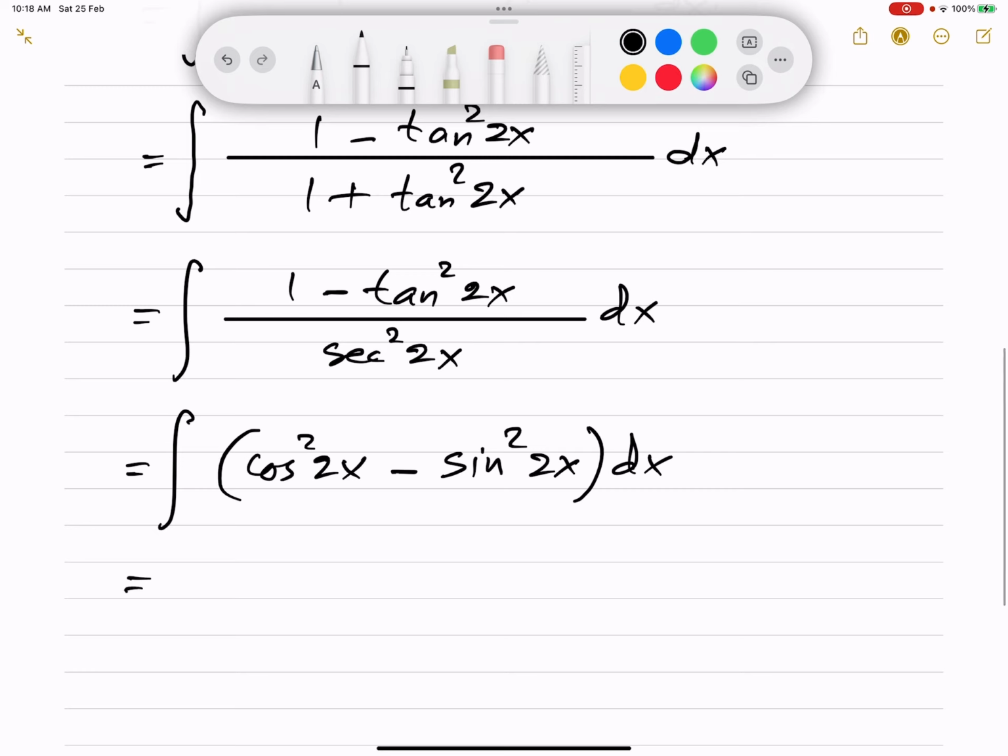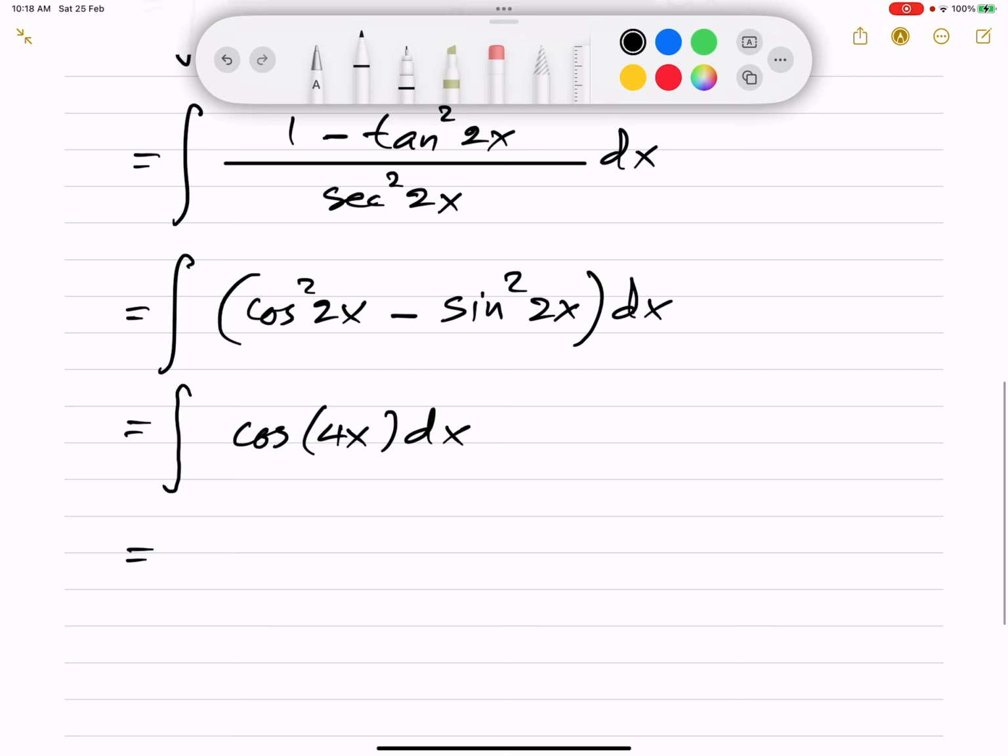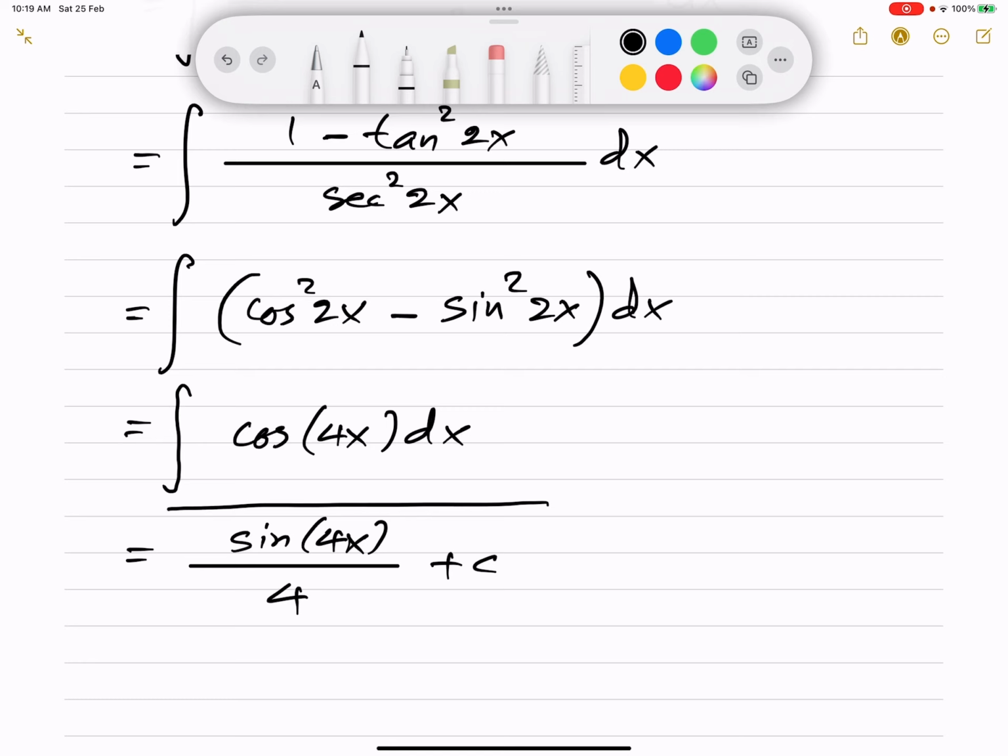And we can here use the identity that cosine squared of 2x minus sine squared of 2x is basically cosine of twice the angle, which is twice 2x, which is 4x. So that's going to be cosine of 4x dx. And now the integral becomes very easy. Okay, this is basically equal to the sine of 4x divided by 4 plus c, and that is the answer to this problem.